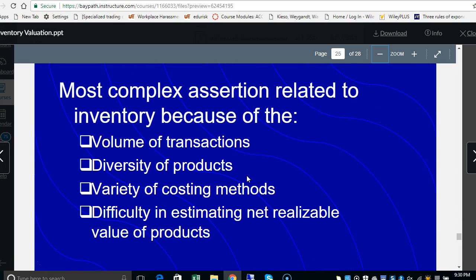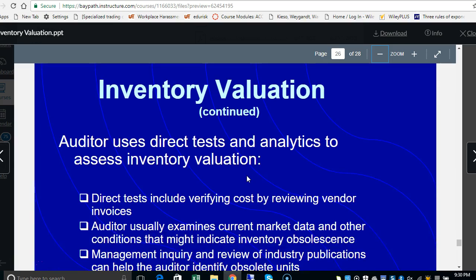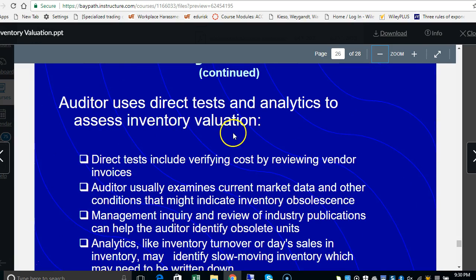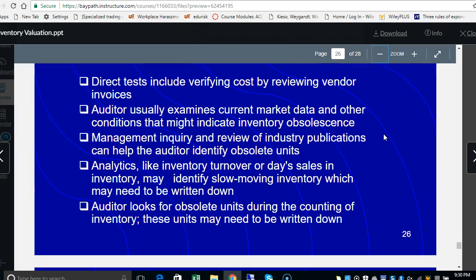Inventory valuation is the most complex assertion because of the volume of transactions, diversity of products, variety of costing methods, and difficulty in estimating net realizable value of products. Auditor uses direct tests and analytics to assess inventory valuation. Direct tests will include verifying cost by reviewing vendor invoices.